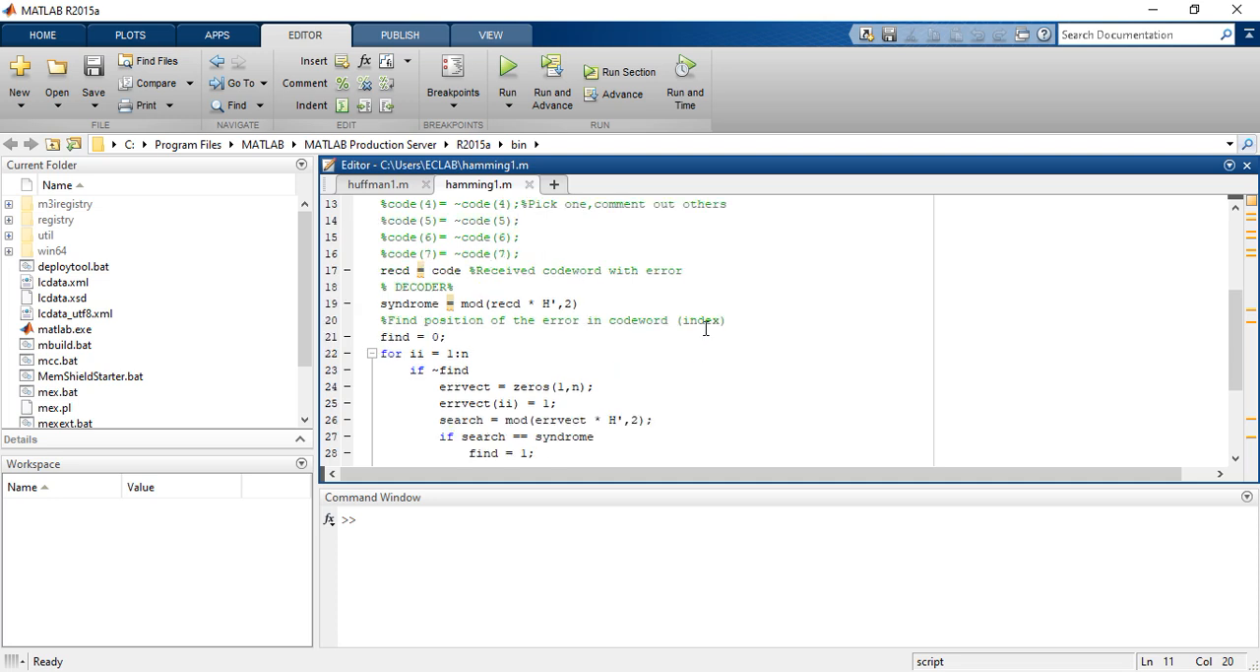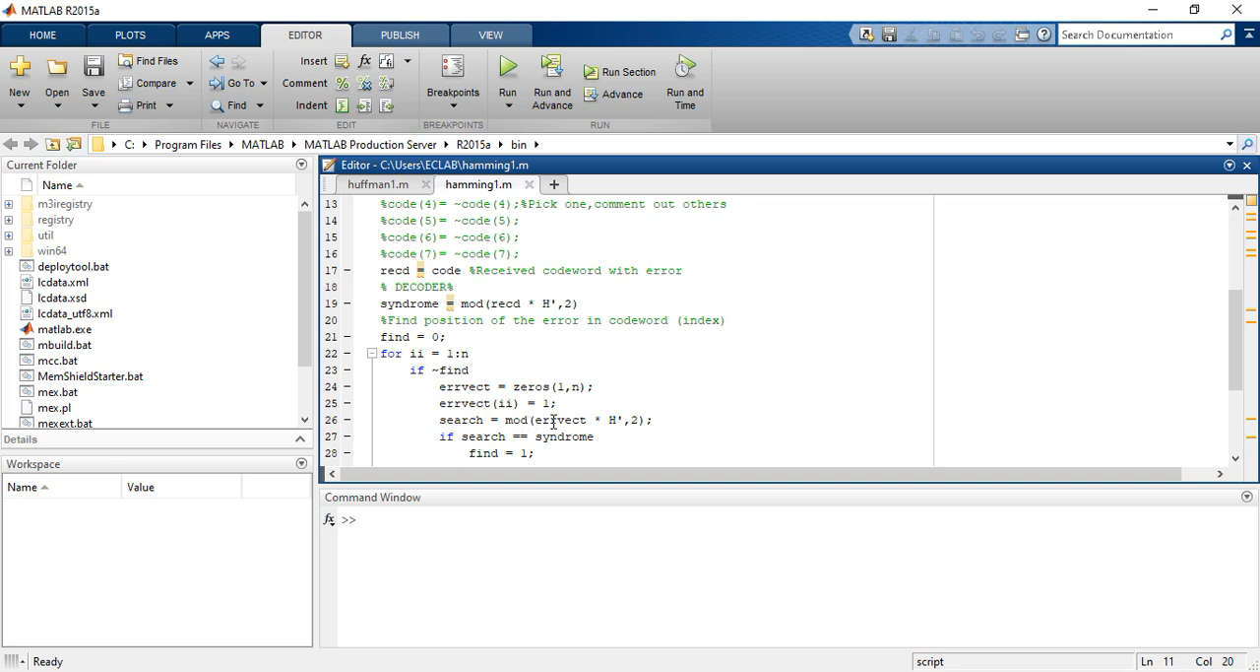This is the code we have taken with an index. Find is equal to 0; initially this variable is taken as 0. For ii is equal to 1 to n, ii is the index value for finding the error, n bits long. If find is not equal to 0, it is 1. Then error vector is equal to zeros of 1 comma n. The error vector is initially taken as zeros. How many zeros? 7 zeros, because n is 7. Then error vector at index ii is equal to 1.